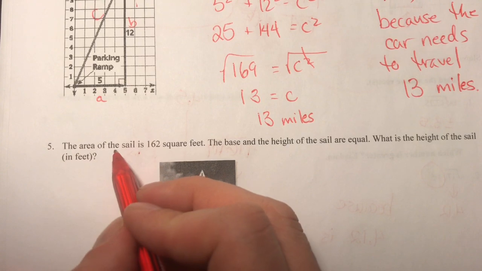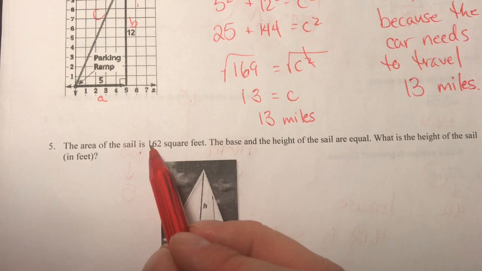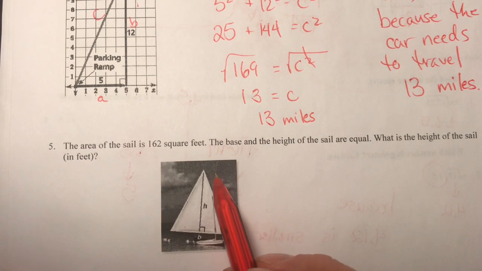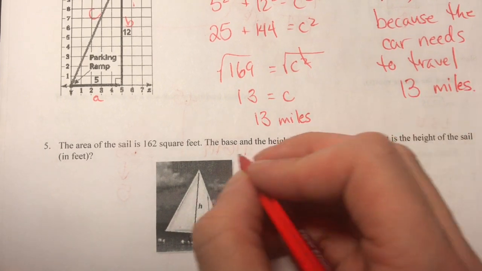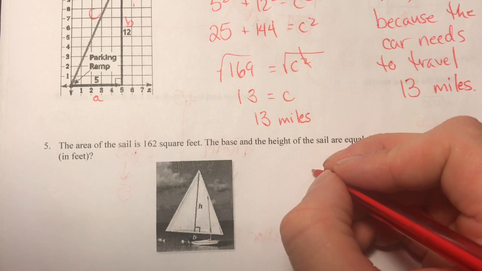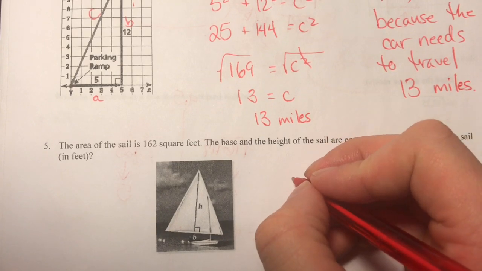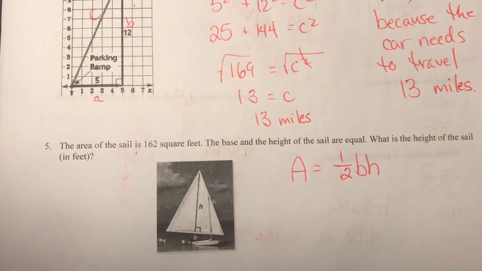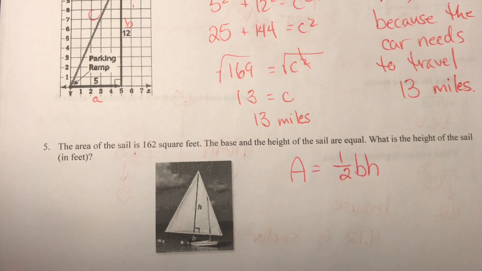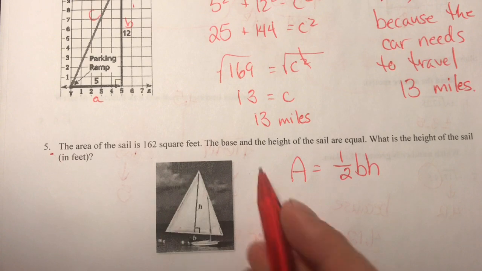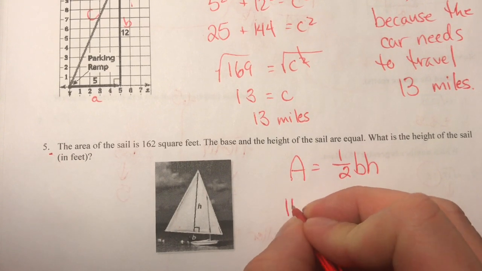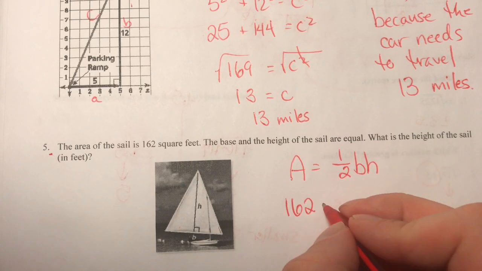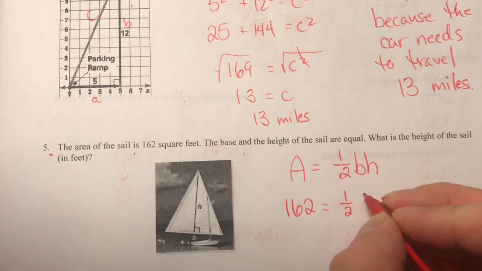The area of the sail is 162 square feet. So this sail is a triangle. So if you see a problem like this, and you probably won't, this is a tricky problem, you should be able to say, all right, well, the area of a triangle is half times base times height. Okay? The area of this sail is 162. So 162 is going to replace my A. That's going to equal half of base times height.